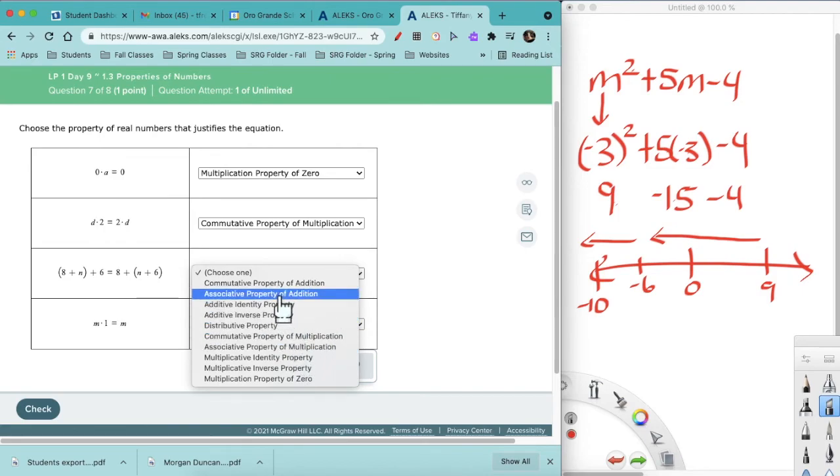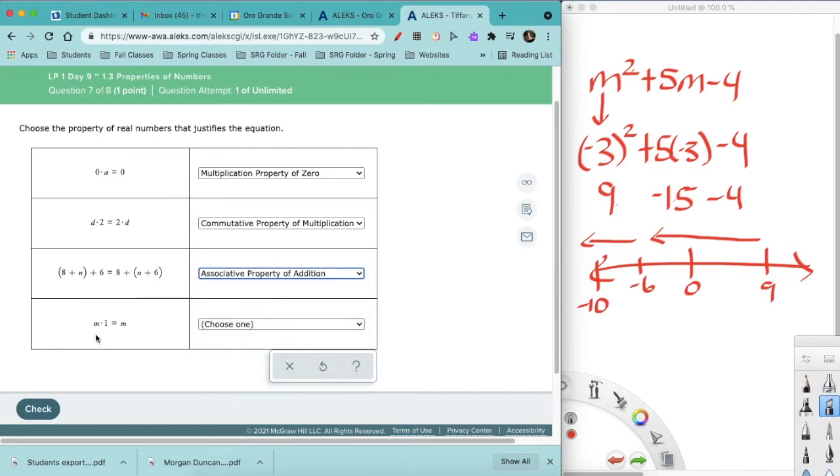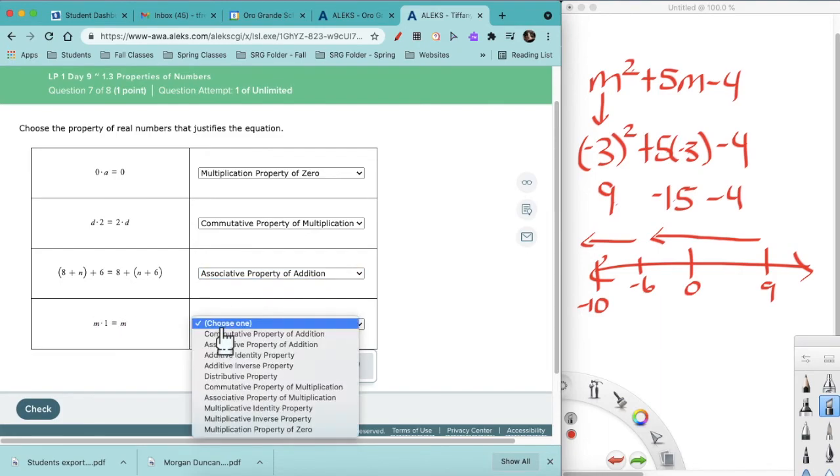All right. M times 1 equals m. So I'm multiplying by 1, and the identity of the number is the same. It's still m after I multiply by 1. So this is an identity property because it's still the same number, but it's identity property of multiplication. So multiplicative identity property. Multiplicative. I'm saying that funny. Sorry. I don't know why I can't say it quite right on the video right now.